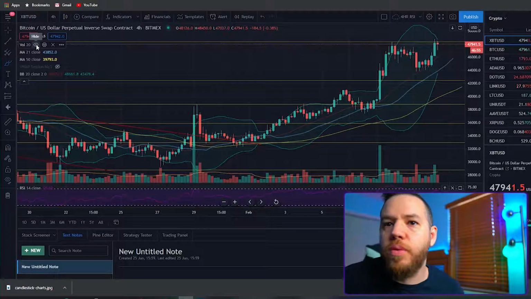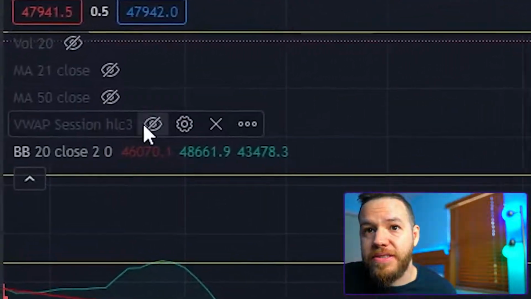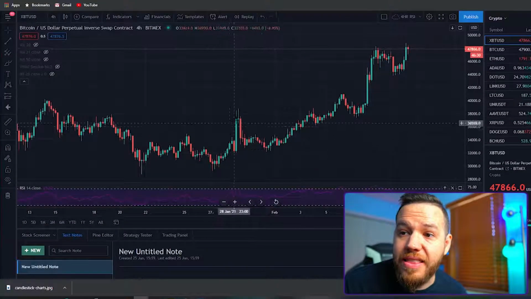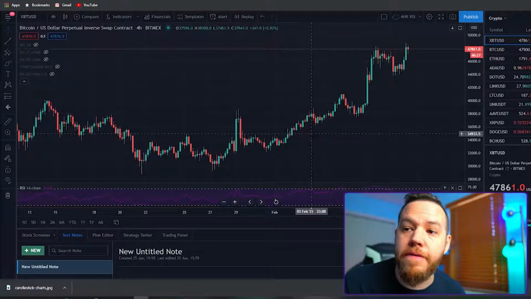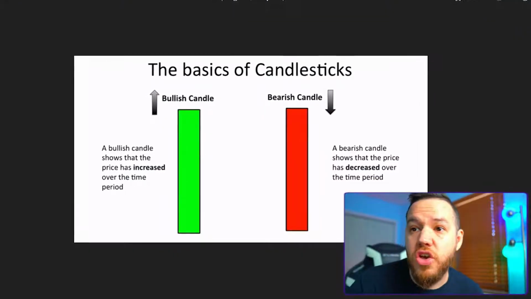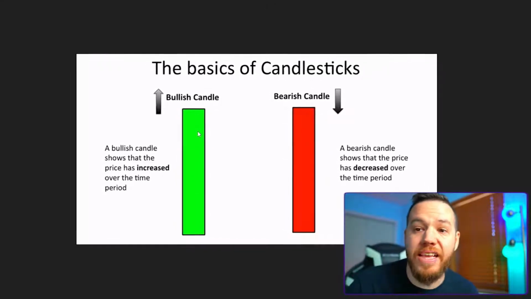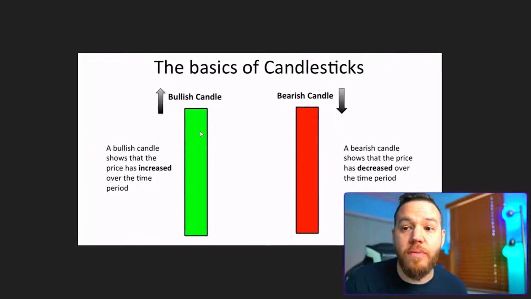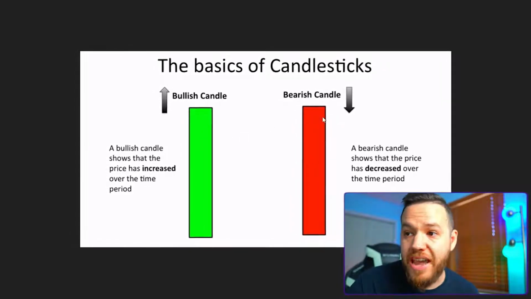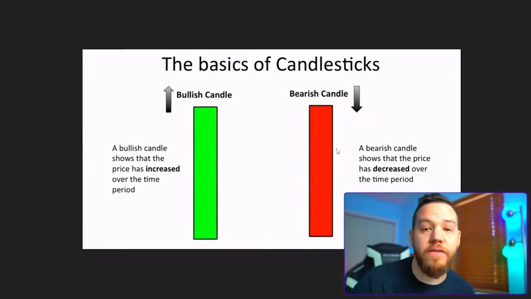All right, so the first thing we're going to do is strip this chart naked. We're going to take off every single indicator that we have on here. So now we are only looking at the candlesticks with none of the fancy stuff, right? Candlesticks in the most basic sense show you a bullish candle and a bearish candle. A bullish candle is green, and shows that the price has increased over that period of time, and a bearish candle is red. A bearish candle shows that the price has decreased over that period of time.